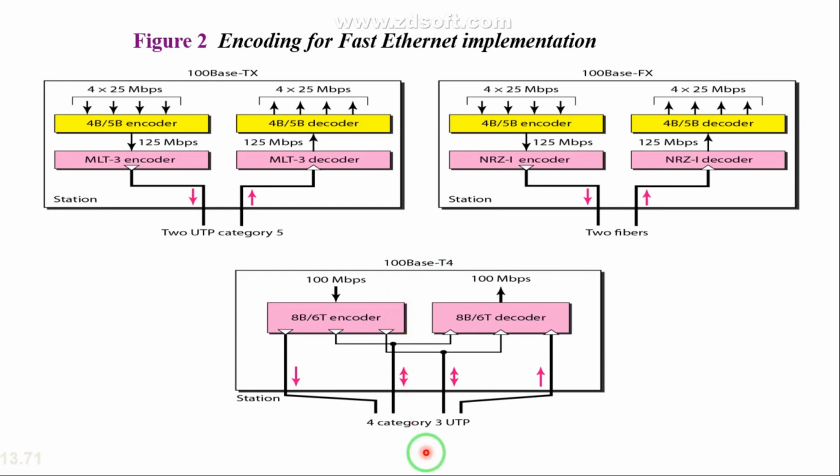or higher UTP. So this implementation uses 4 pairs of UTP for transmitting your 100 Mbps, and the encoding and decoding couldn't handle more than 25 megabaud. So the encoding over here uses what? 8B6T. That is, 8 data elements are encoded as 6 signal elements.